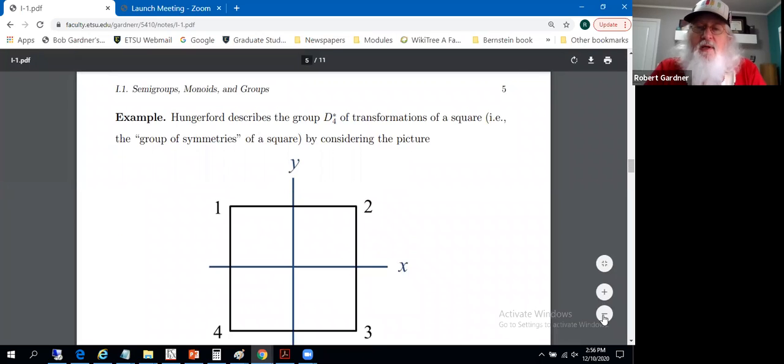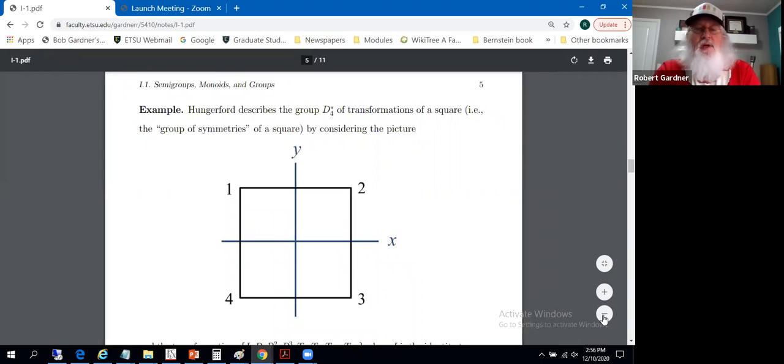Okay, here's something you've encountered no doubt in the past. I'm going to go at it a little differently in this first section. We'll explore dihedral groups later in more detail and give a clean definition of them, just kind of playing with the concept of a group at this stage. Hungerford describes a group D sub 4 star of transformations of a square, it's the group of symmetries of the square, by considering this picture.